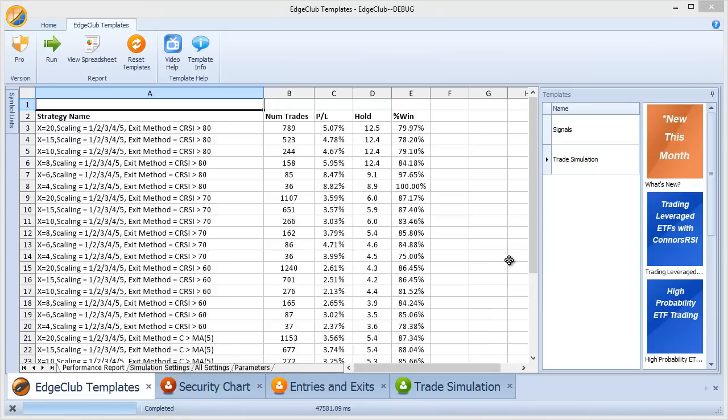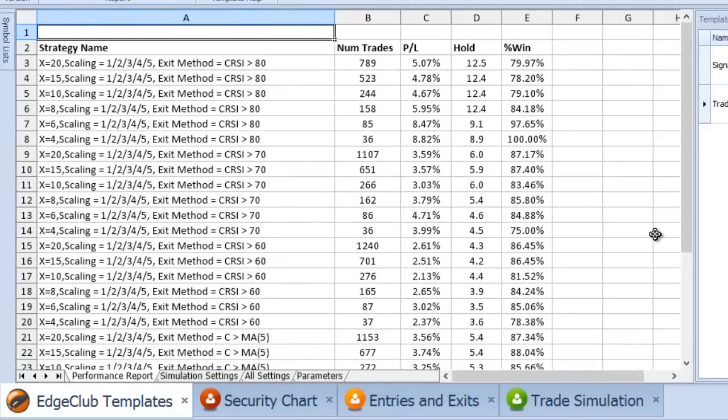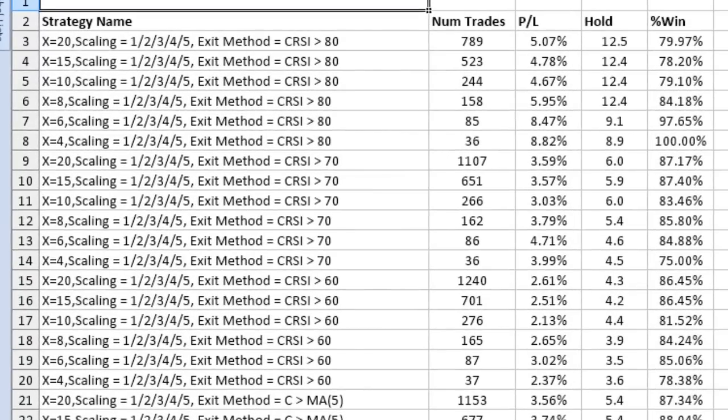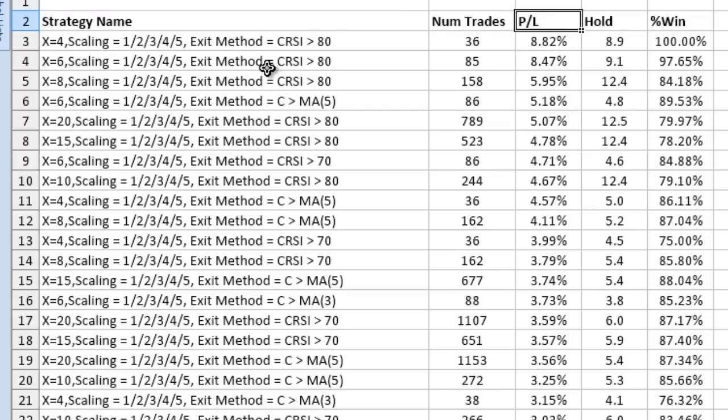Okay, it took just under a minute to run that whole list through 30 different strategies, but we now have a summary shown on the screen up to the last date of that symbol list. That symbol list was up to January the 4th, 2013. So we see how many trades there were, we can see what the P&L was for each trade, and we can sort this by P&L.